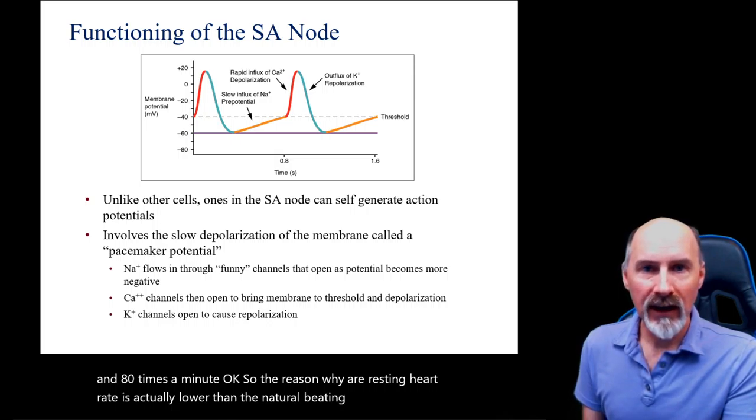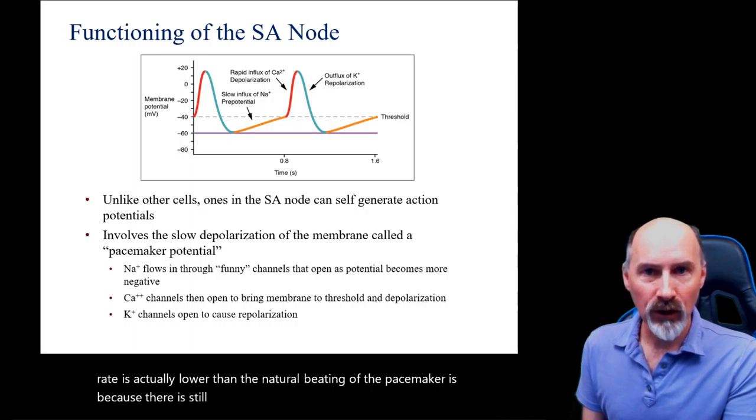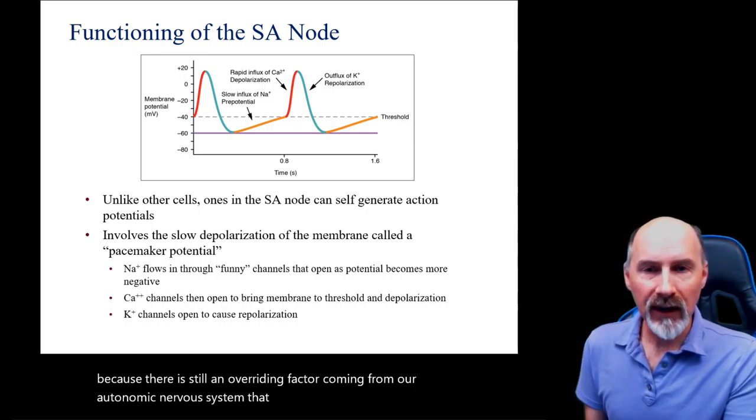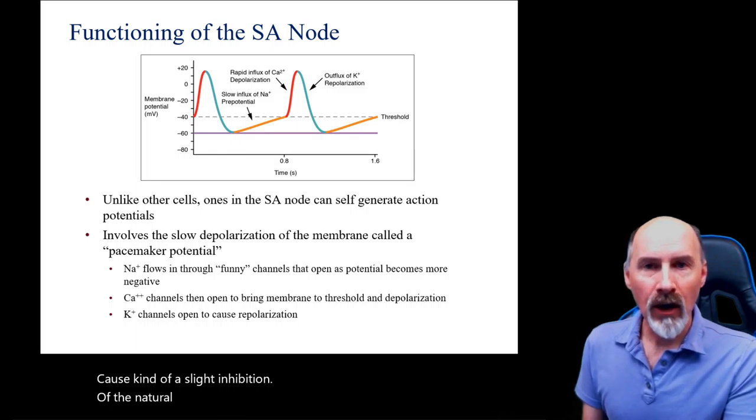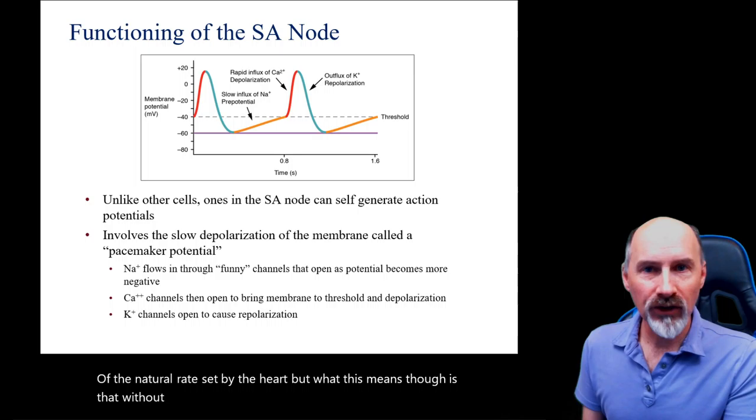Okay, so the reason why our resting heart rate is actually lower than the natural beating of the pacemaker is because there is still an overriding factor coming from our autonomic nervous system that can help to cause kind of a slight inhibition of the natural rate set by the heart. But what this means, though, is that without that regulation, the heart will still beat all by itself.